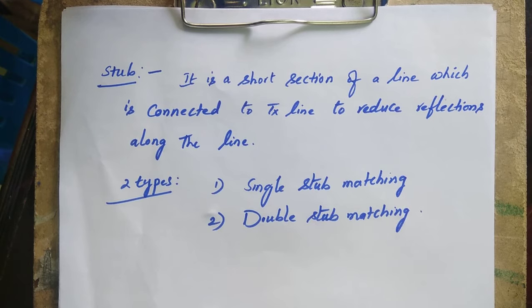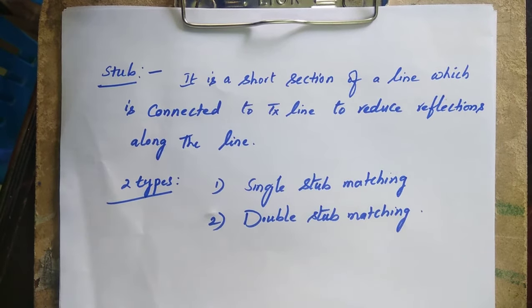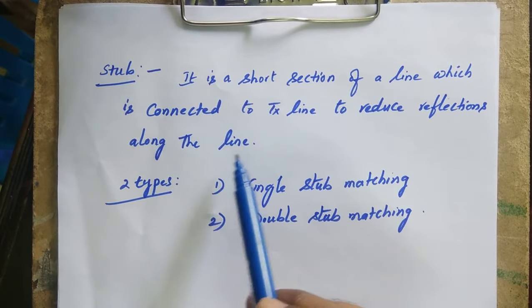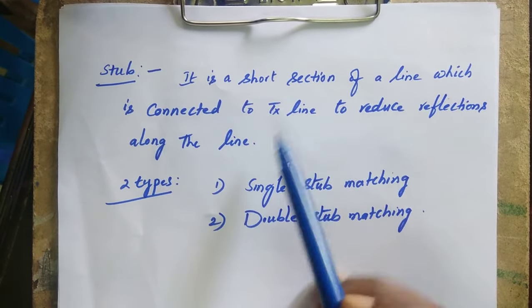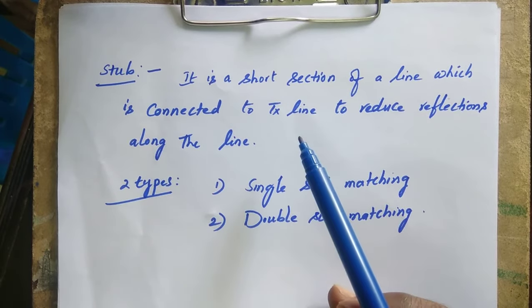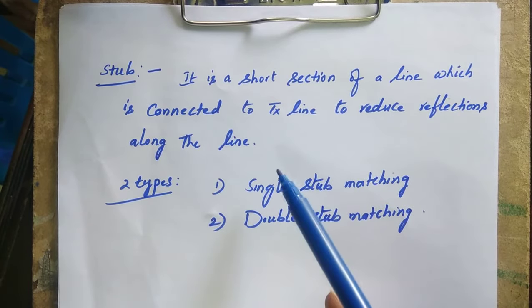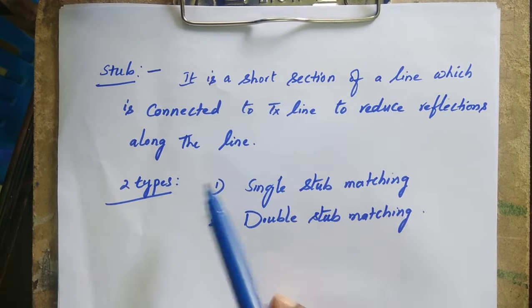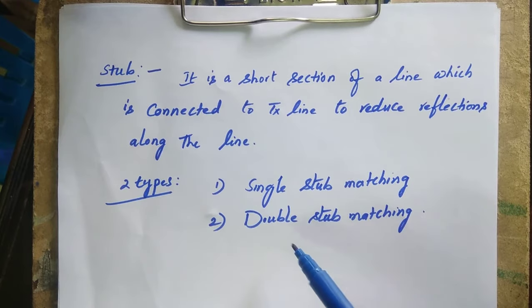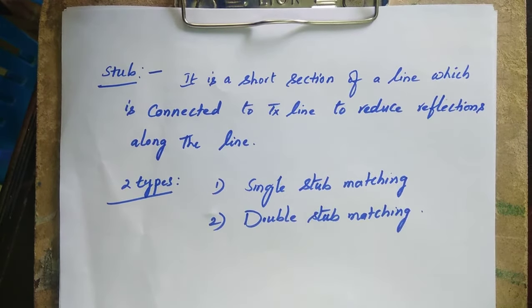A stub is a short section of a line which is connected to the transmission line to reduce reflections along the line. So a short section of a line is connected to the main transmission line to reduce the reflections along the main transmission line, and it can be classified into two types. One is single stub matching and the second one is double stub matching.